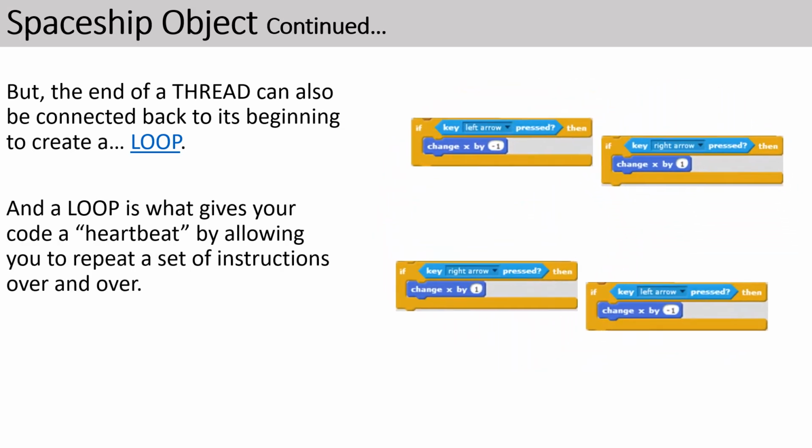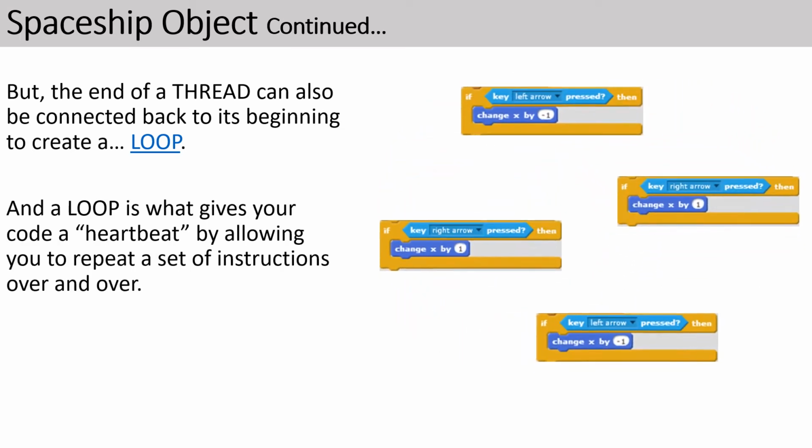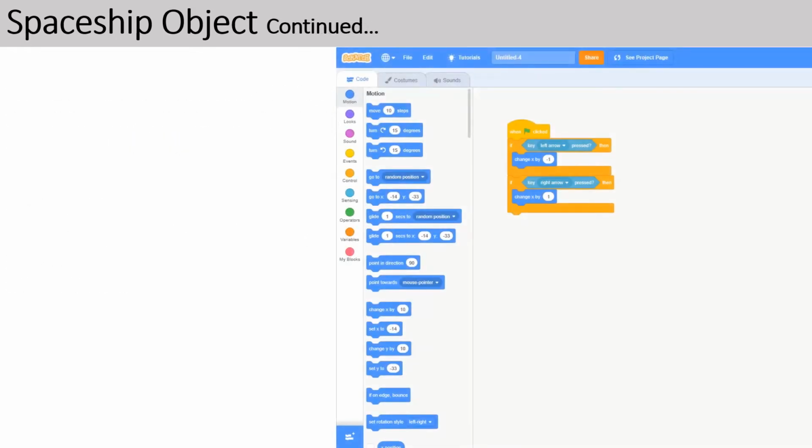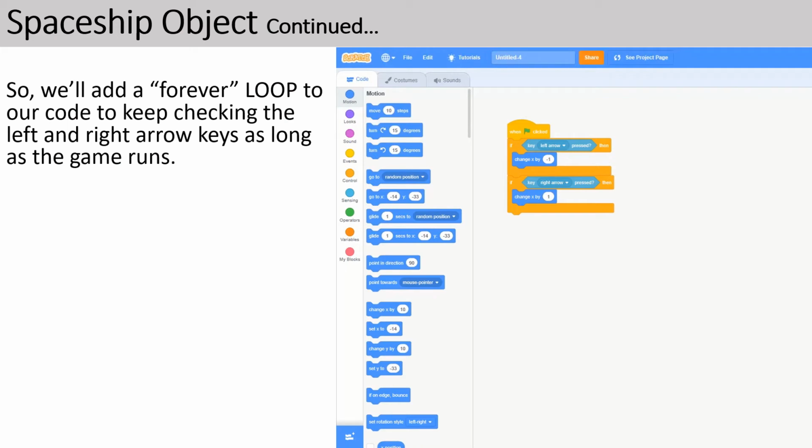And a loop is what gives your code a heartbeat, by allowing you to repeat a set of instructions over and over. So we'll add a forever loop to our code to keep checking the left and right arrow keys as long as the game runs.